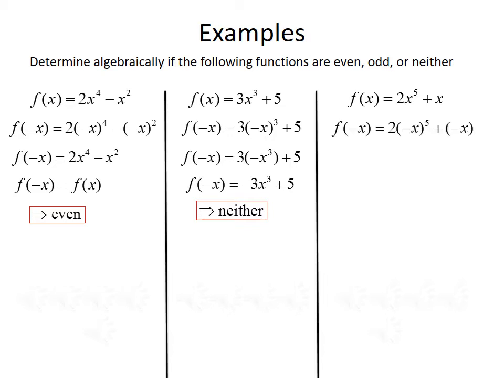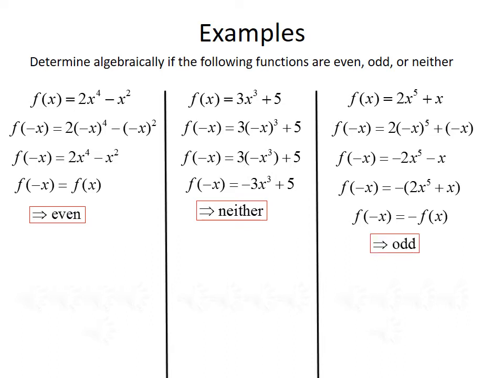For our last example, we'll look at 2x to the fifth plus x. So again, we start by replacing x with minus x. So f of minus x equals 2 times minus x to the fifth plus a minus x. If we simplify, we get f of negative x equals negative 2 times x to the fifth minus x. We can pull a negative out of both terms, so f of minus x equals negative 2x to the fifth plus x. And so f of minus x equals the exact opposite of our original function f of x, which means the function 2x to the fifth plus x is an odd function.